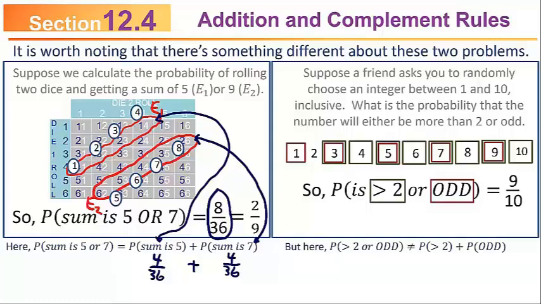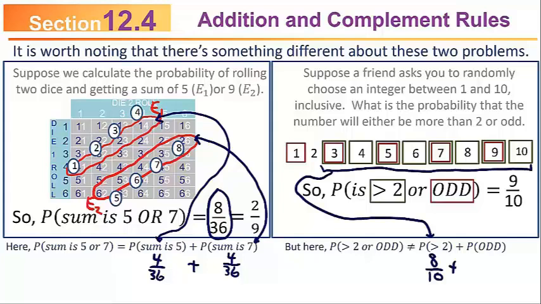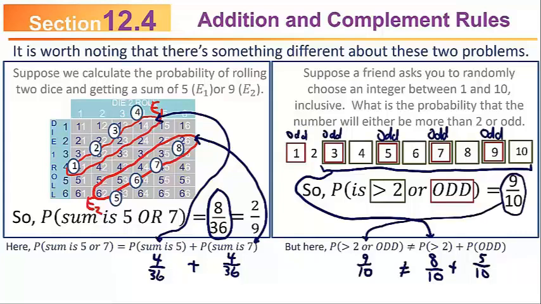turned out to not be equal to the probability that the sum was greater than 2 plus the probability that the sum was odd. If you look at it, the probability that the sum was 2, 3, 4, 5, 6, 7, 8, 9, 10 was 8 out of 10. The probability that the sum was odd was 5 out of 10. Well, obviously, 8 tenths plus 5 tenths is 13 tenths, not 9 tenths.